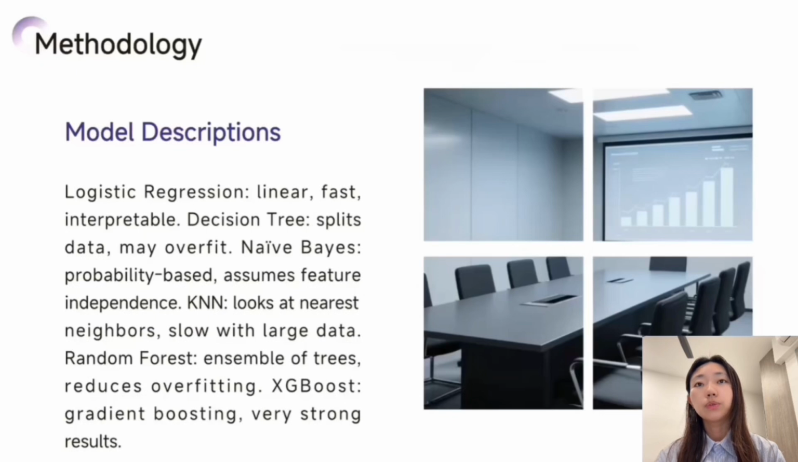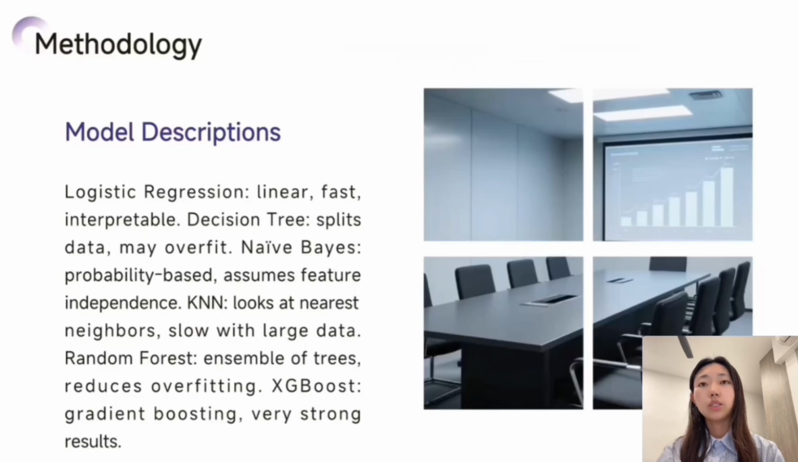To improve performance, I tried the random forest. This model builds many decision trees and combines their results by taking a majority vote. It is good at handling more complicated patterns and reduces the risk of overfitting compared to a single decision tree.